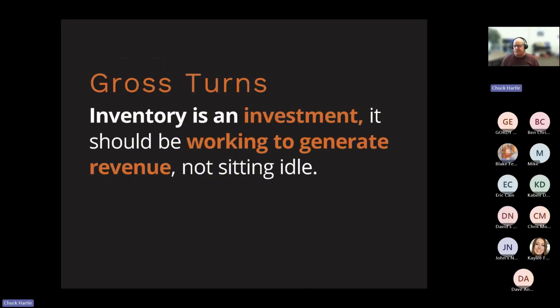So the gross turns. Remember one thing about your whole inventory. It's an investment, and it should be working to generate revenue, not sitting idle. And one of the things I'll show you, and the great thing about doing some of this, is that down the road, maybe you want to take out some of your idle inventory areas as we start to show some of this.